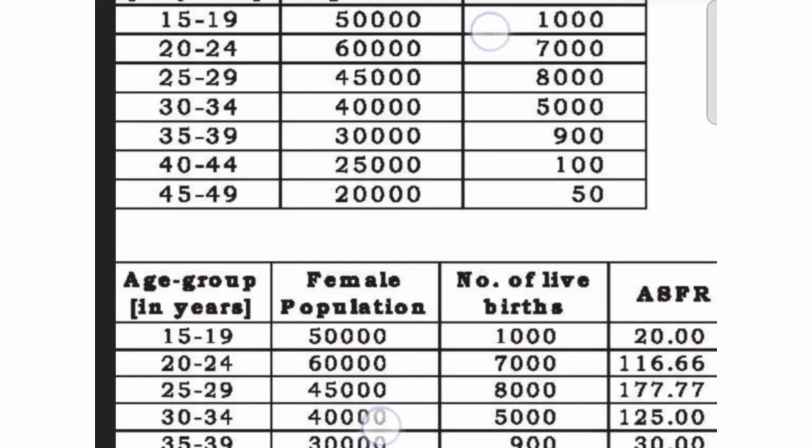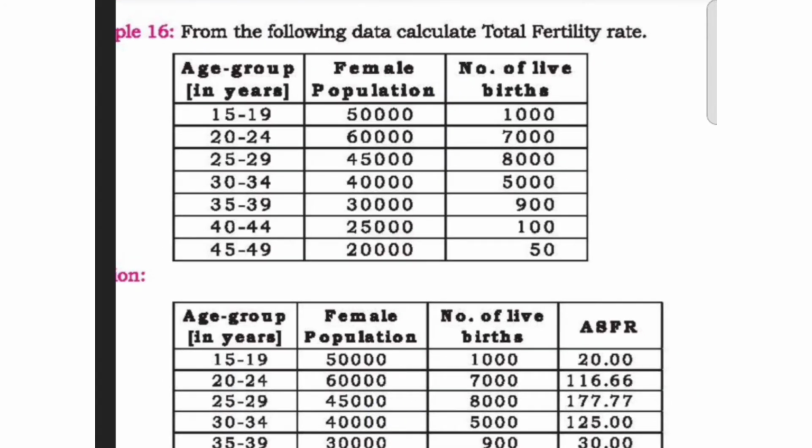It's not 5 lakh, it is 50,000 into 1000. Okay, you are getting 20. Then go on calculating each and every one. Then you are taking the total of ASFR. But for total fertility rate, you must write down the ASFR formula also. When you are calculating ASFR, write down the ASFR formula because it carries 1 mark.